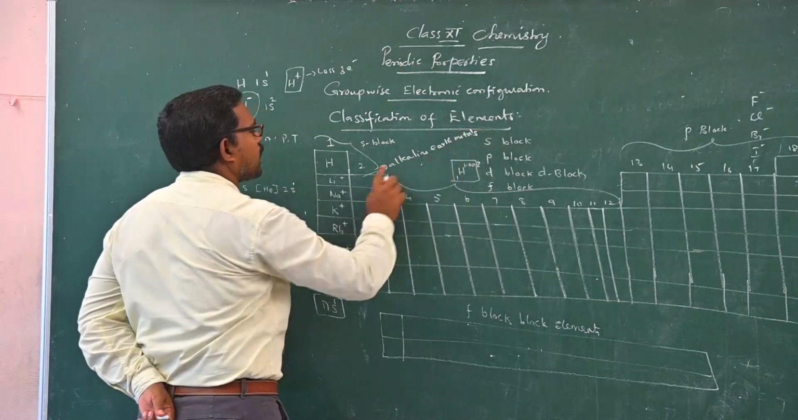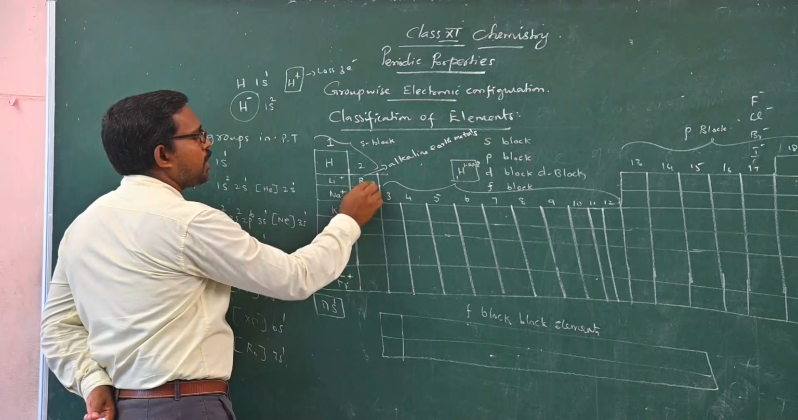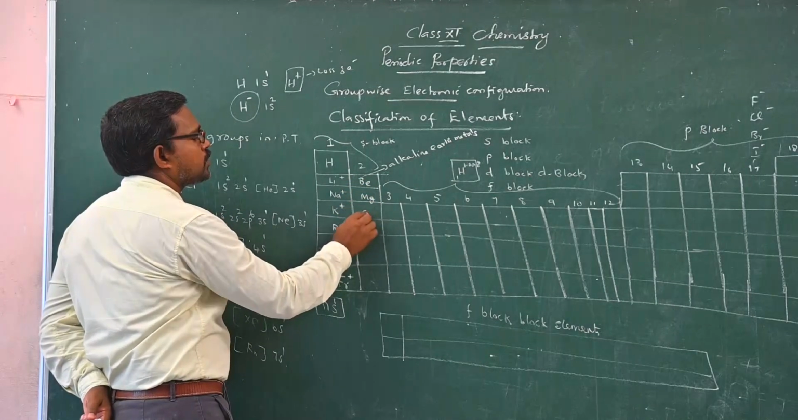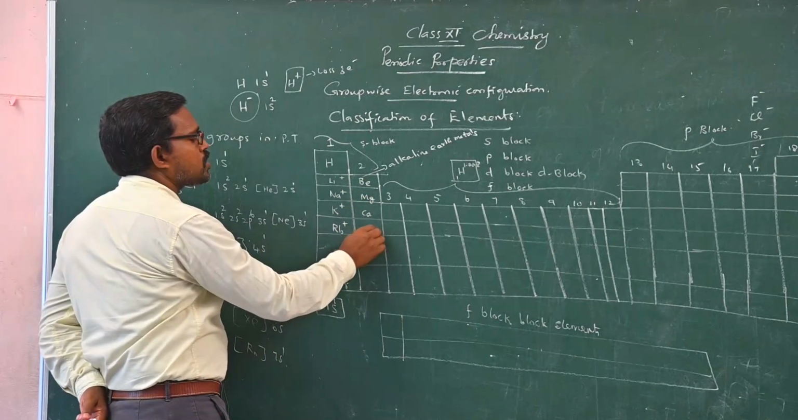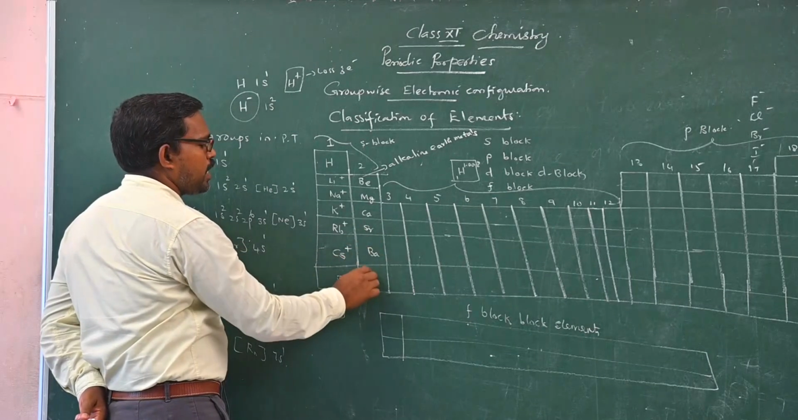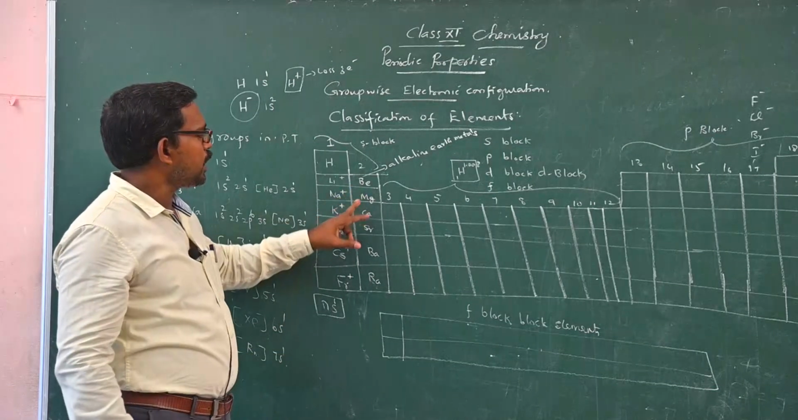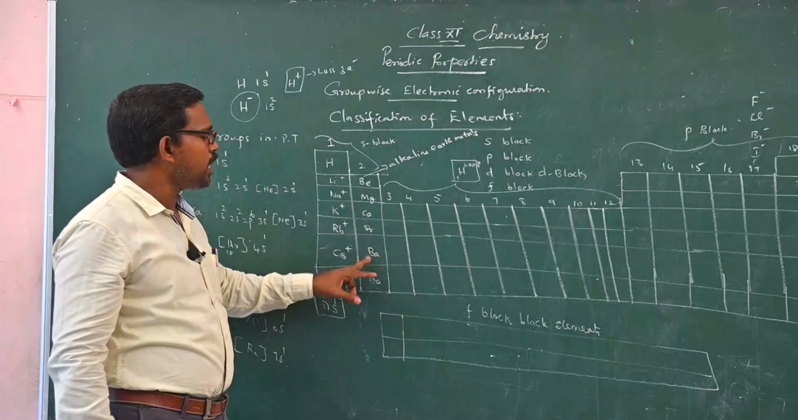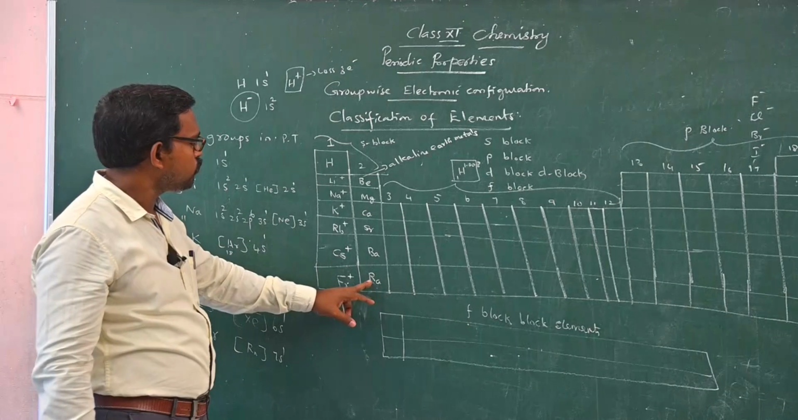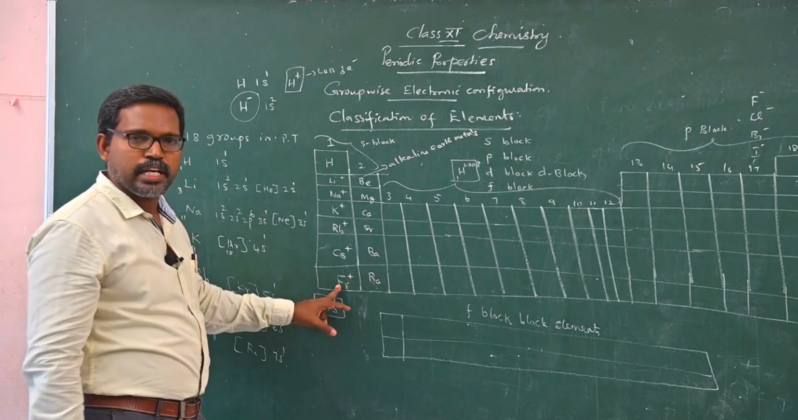Alkaline earth metals. Group number 2. Beryllium, magnesium, calcium, strontium, barium and radium. Here the francium is the radioactive element.